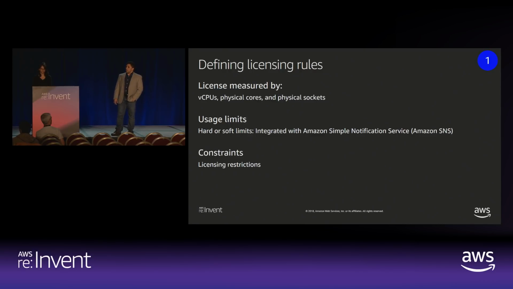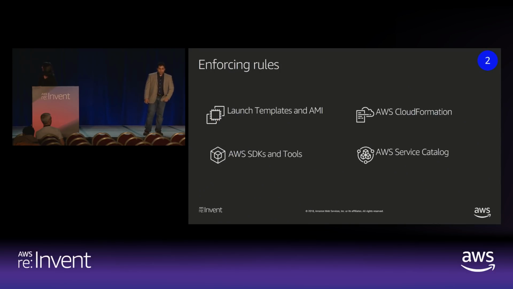AWS License Manager also helps you bring in any other constraints that you might have in your enterprise agreement, any licensing restrictions such as minimum or maximum values of vCPUs, physical cores, or sockets, and other restrictions such as this license can only run on a certain tenancy type based on mobility restrictions. You can specify those while defining the rules. Now we have completed step one. You have defined your licensing rules.